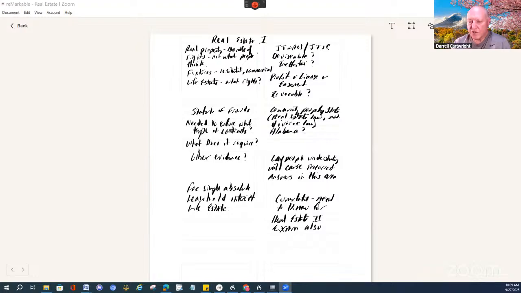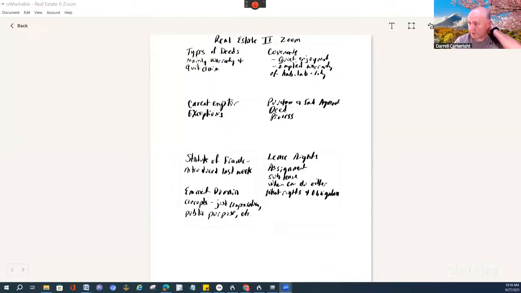Okay, there's your little 10-minute capsule, maybe a little less than that, of real estate one. Now let me stop the share for a minute because I need to pull over and grab something else, and I'm going to go into real estate two. We'll share the screen again, and there we go. Okay, real estate two.